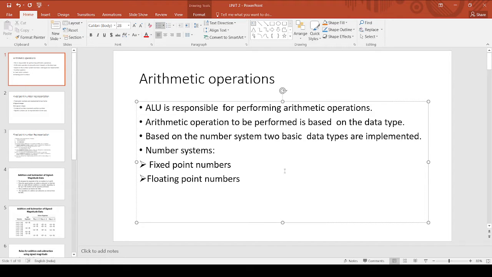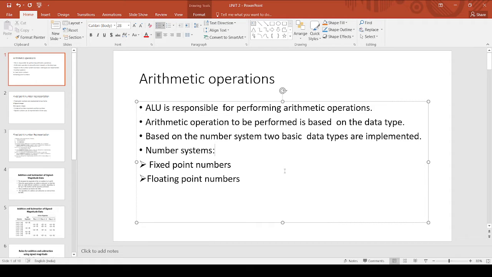In this video, I'm going to explain the various arithmetic operations carried out in a computer. We know that in a computer, the central processing unit consists of memory and processor. The processor consists of the arithmetic logic unit, control unit and inbuilt registers. This arithmetic logic unit is responsible for performing arithmetic operations like addition, subtraction, multiplication, division, and logical operations like logical AND, OR.